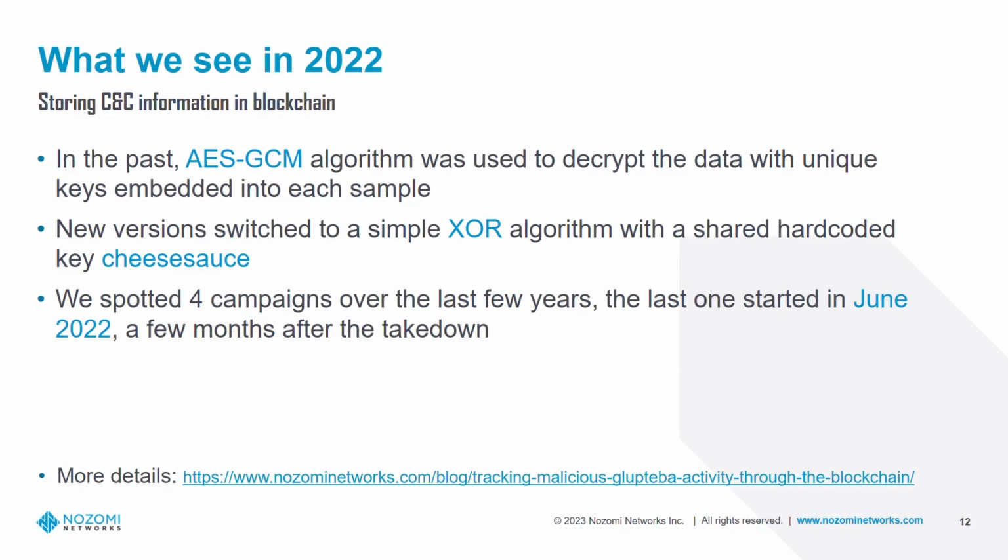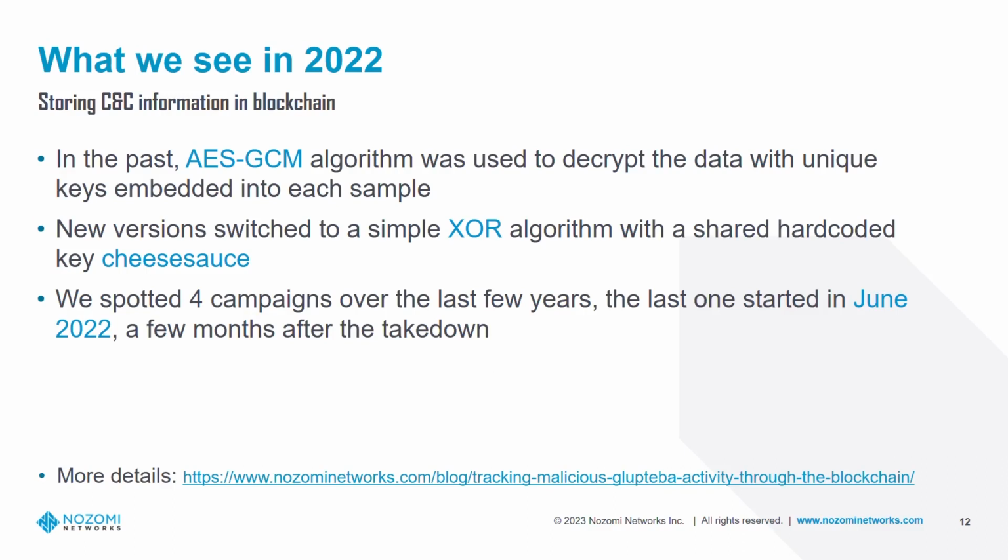We keep an eye on this threat. In this particular case, we spotted 4 different campaigns over the last few years, and the last one started actually in summer last year. Why was it an important finding? Because it happened a few months after the takedown by Google. That was an attempt to shut down Glupteba operations, and this finding proved that it wasn't successful, unfortunately. Glupteba operators still perform their malicious activities, and the threat is still active.